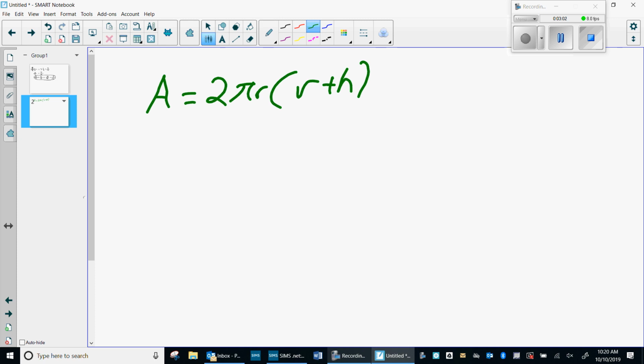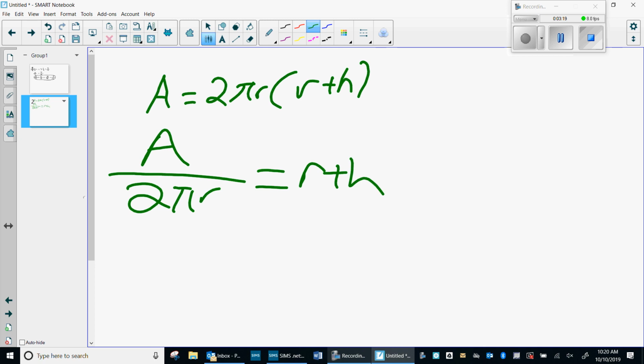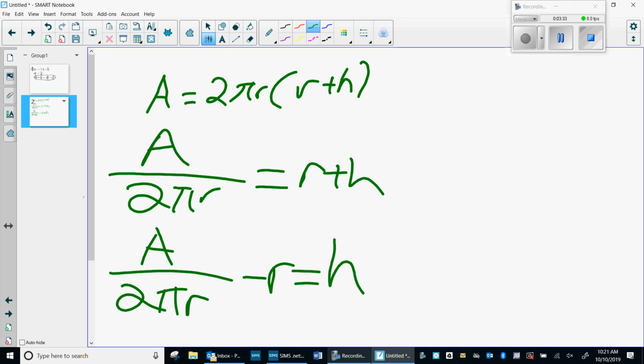So first you have to get rid of this, because you're trying to get to the H, but you first have to get rid of this. So you do A, and because it's getting multiplied by the R and the H, you do A over 2 pi R, which equals R plus H. Because it's getting multiplied by the bracket. So now this isn't in a bracket anymore. And so now all you have to do is do A over 2 pi R minus R equals H. Because that's a minus. Any questions?